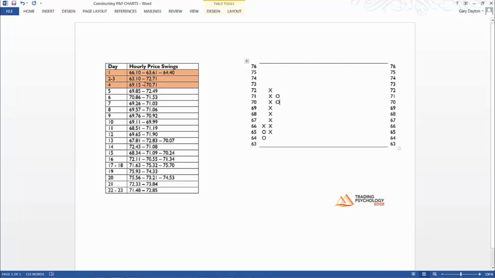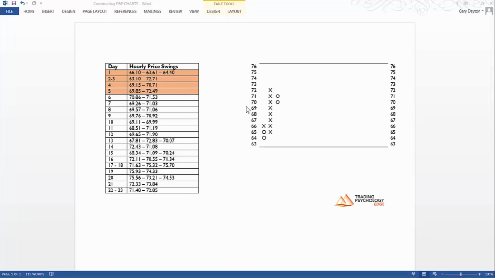So notice that the market in its actual price movement went from 69.15 back up to 70.71. Well, we're already at 70. It didn't reach or exceed 71, so therefore we stop at 70.